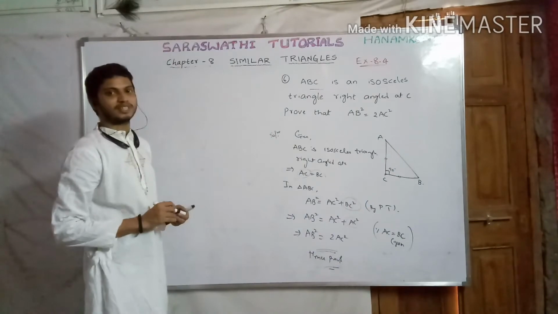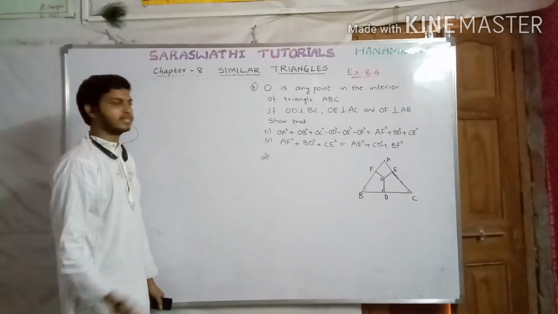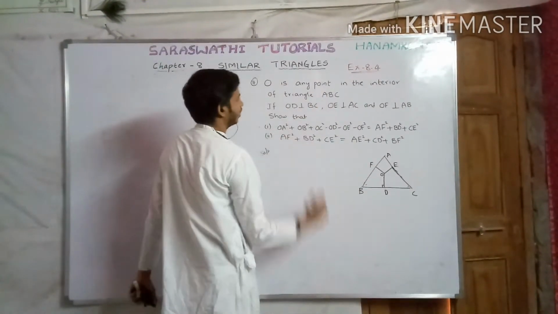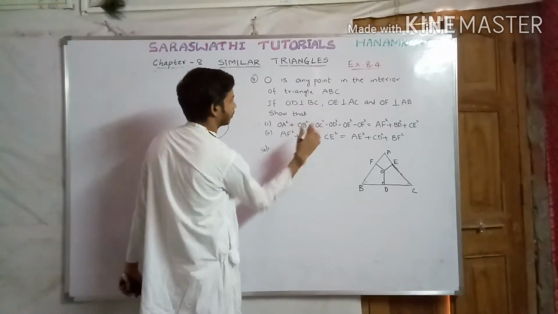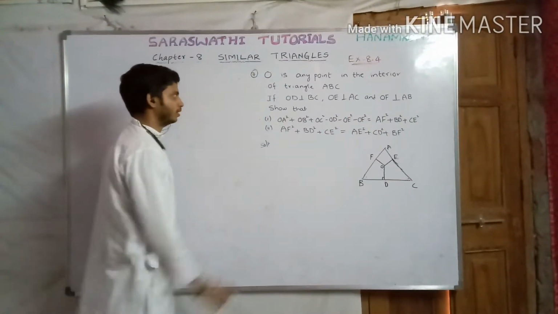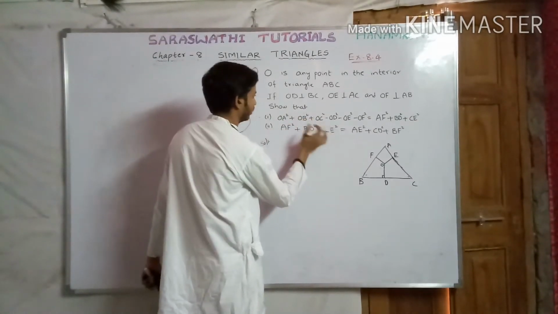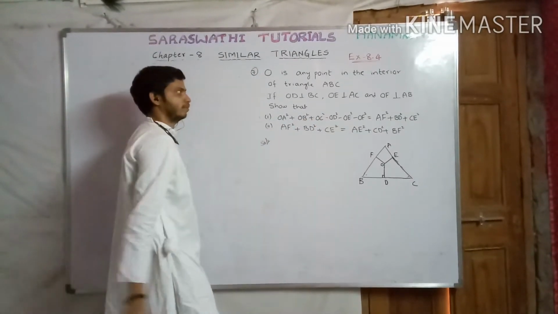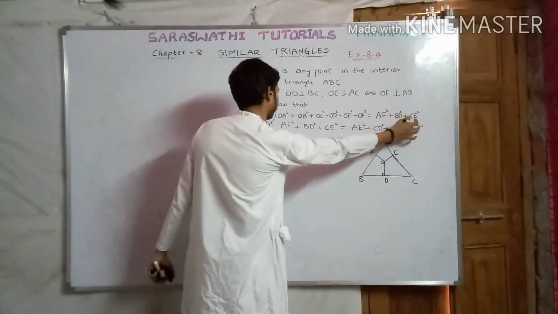So we shall discuss the next question. Okay, the next question is, O is any point in the interior of triangle ABC. If OD is perpendicular to BC, OE is perpendicular to AC, and OF is perpendicular to AB, then show that OA square plus OB square plus OC square minus OD square minus OE square minus OF square equal to AF square plus BD square plus CE square.